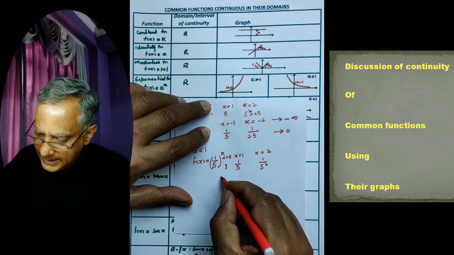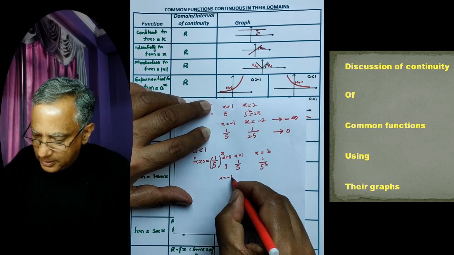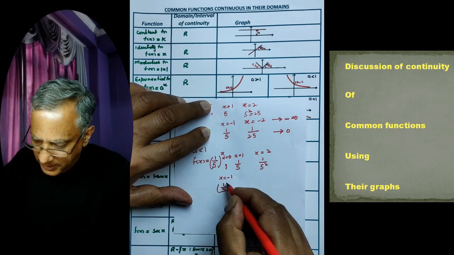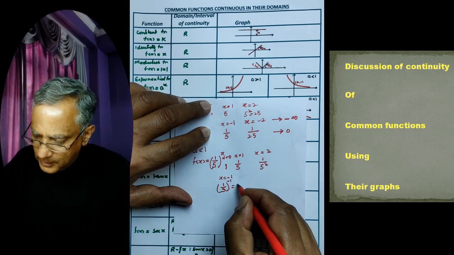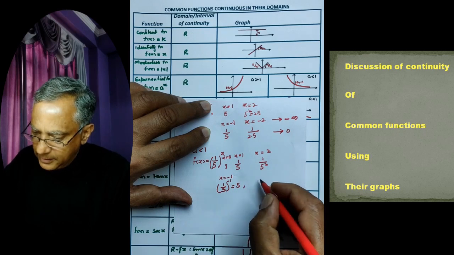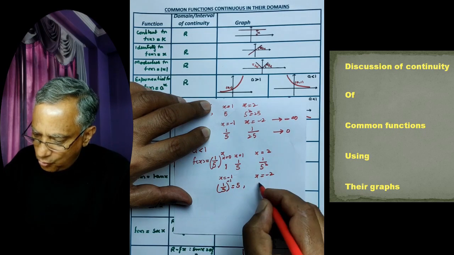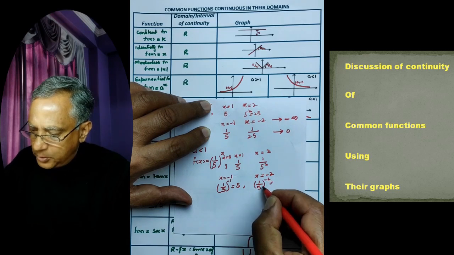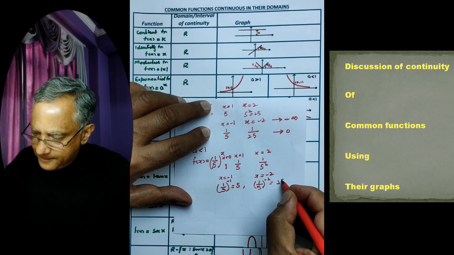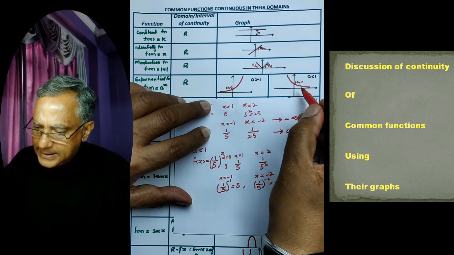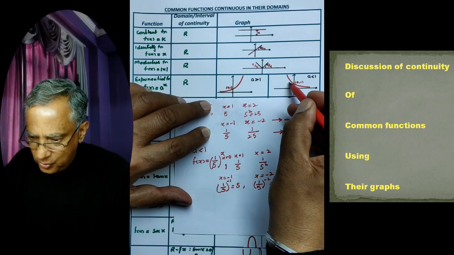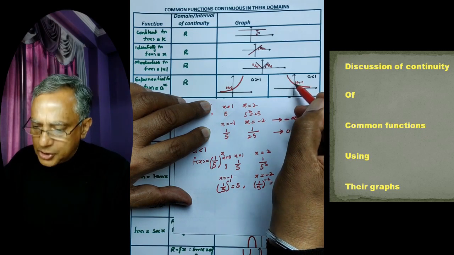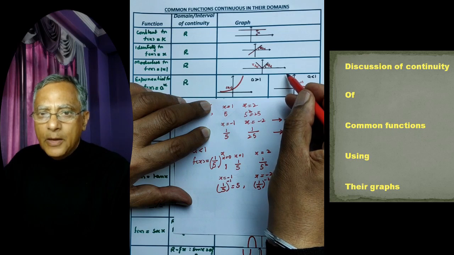And when x is, say, minus 1, the value of the function will be 1 by 5 to the power of minus 1, that is 5. And at x equal to minus 2, value will be 1 by 5 to the power of minus 2, that is 25. So when x decreases, the values of the function increase exponentially. There is a sharp increase in the values of this function.